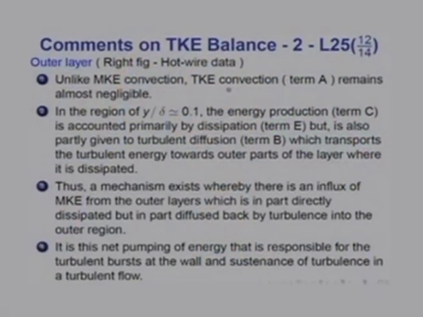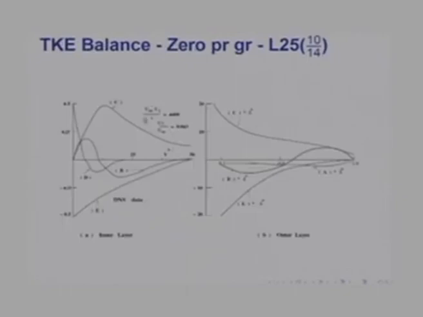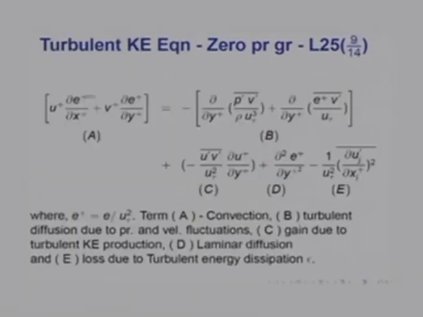the outer layer data, however, are those corresponding to hot wire measurements, and what are the comments we can make on the outer layer. So, unlike the mean kinetic energy convection, the turbulent kinetic energy convection term A remains almost negligible. You will see that term A remains almost negligible right through the boundary layer. There is hardly any contribution made by term A, which is the convection term, to the turbulent kinetic energy balance.